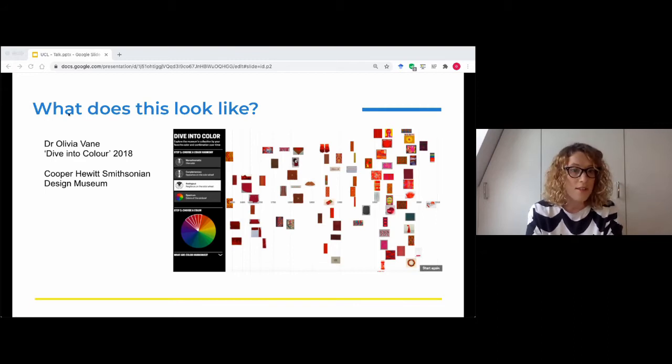Cooper Hewitt, which is the Smithsonian Design Museum, realized that color was an important search feature for designers that wanted to engage with design history as a way to provoke and prompt new ways of seeing the world today. And so they worked with Dr. Olivia Vian to develop a search function based on color using machine vision technologies.